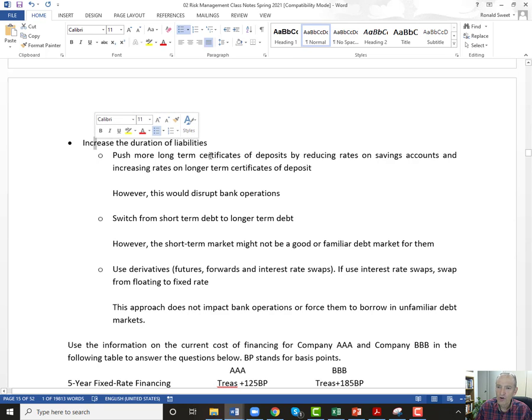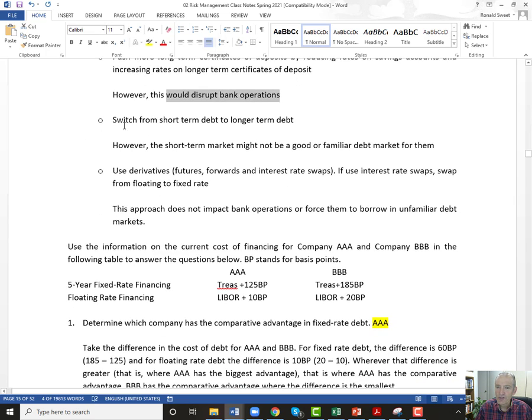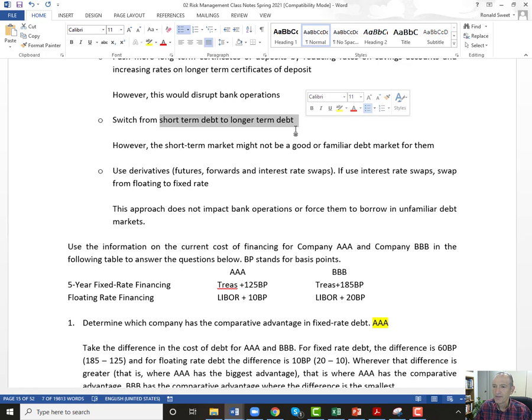How do you increase the duration of liabilities? Well, you push for longer-term liabilities. So you try to sell more longer-term certificates of deposit and try to get rid of savings accounts and checking accounts. Well, that's, again, going to disrupt bank operations. You could switch from short-term debt to longer-term debt. But that's probably not a good idea because most banks are in the shorter-term market. The longer-term debt markets are not that familiar with banks, and so they're going to have to pay a higher rate because of lack of familiarity out there. You don't want to go into debt markets you don't normally borrow in.